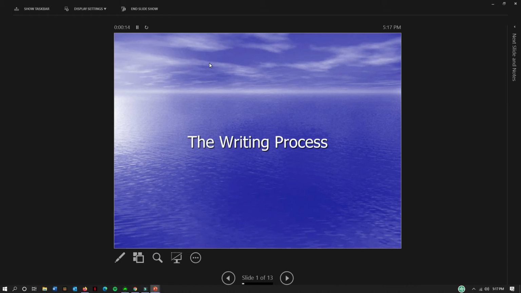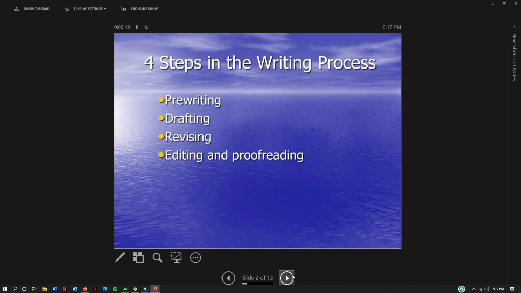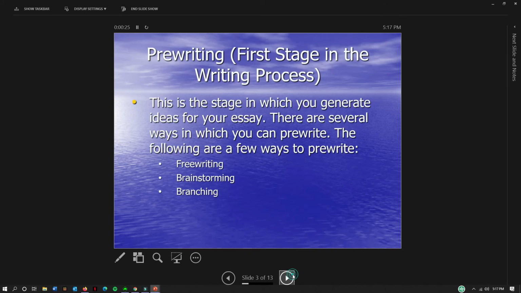The writing process is something that we're going to use for every single paper we write. So there are 4 steps in the writing process: pre-writing, drafting, revising, editing, and proofreading. So pre-writing is the first stage, okay? This is where you sort of generate ideas for your essay. I like to call it word vomit.